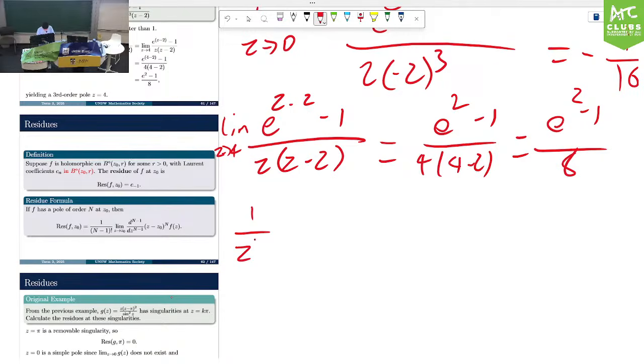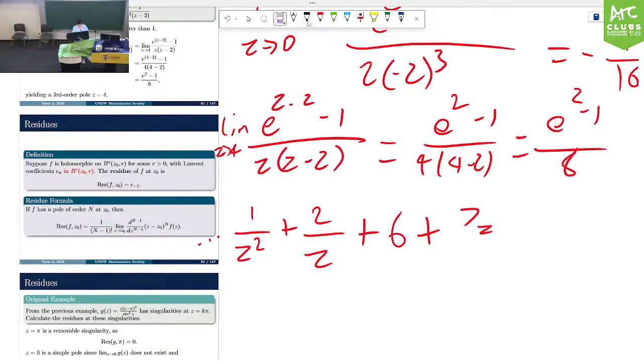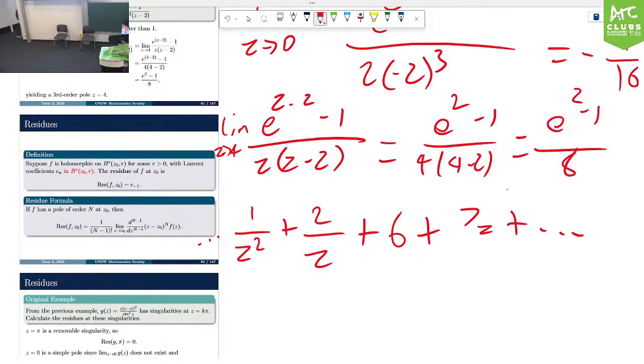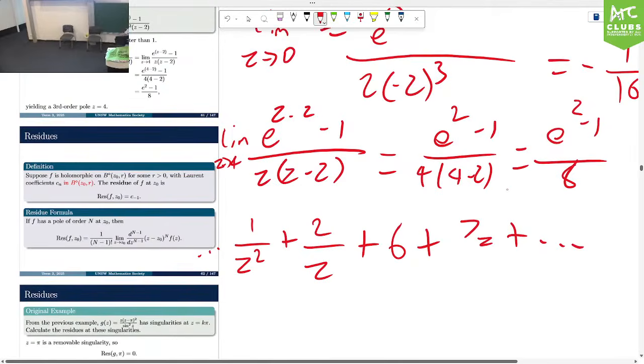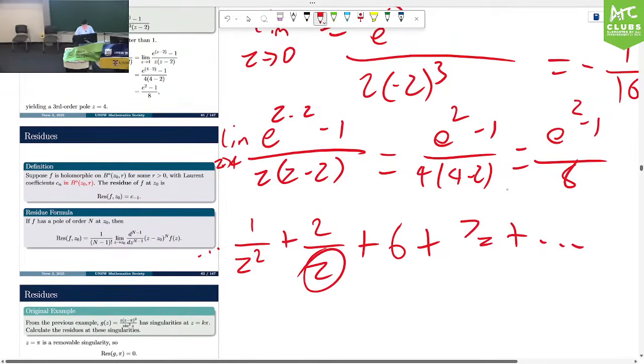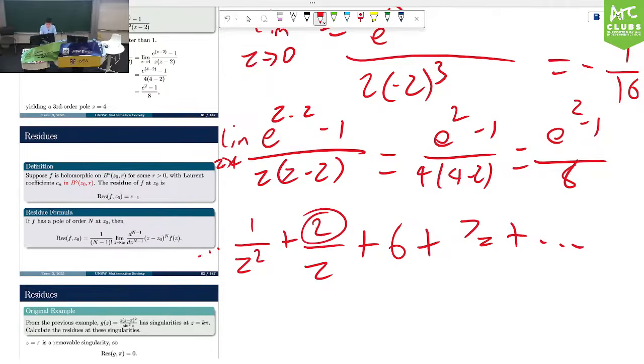1 on z, dot dot dot, plus a bunch of coefficients or whatever. Now, what I'm claiming is, just look at the coefficient with the power of minus 1. So obviously that's this one. So the coefficient here is 2. So we're just going to define that as the residue. So that's one way to see it.